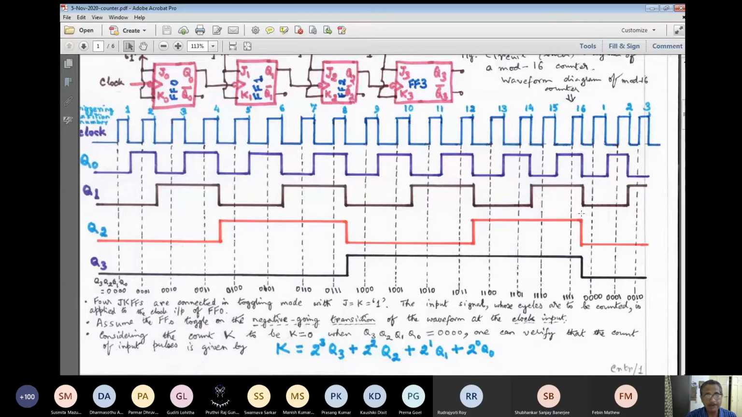Next, FF2 will have this 1 to 0 transition at t equal to 60, that is 20 plus 20 plus 20. And finally, FF3 will have the transition, the latest in the sequence, at t equal to 20 plus 20 plus 20 plus 20, that is 80 nanoseconds.